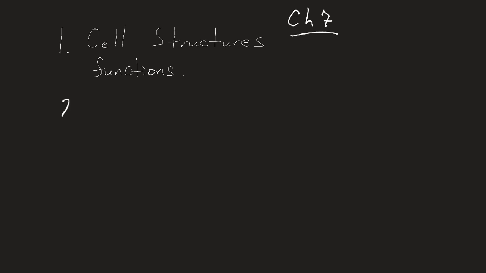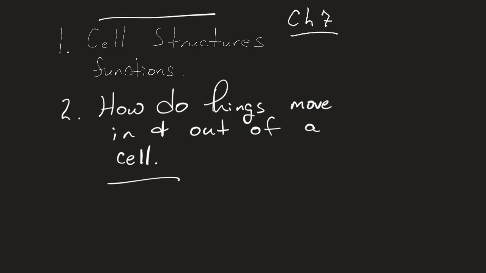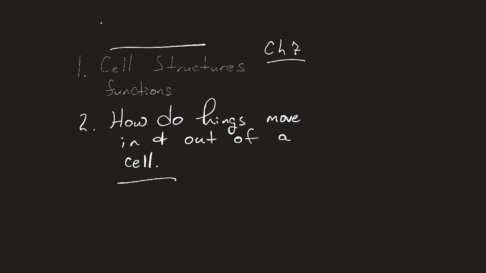So the second thing, and it's really just a subunit of structure and functions, is how do things move in and out of a cell. So those are two major objectives, and there's a lot to learn in order to understand these two major, well, let's call them goals. Big, broad goals. These are our goals at the end of the unit. Your goal is to make sure you understand these two things.